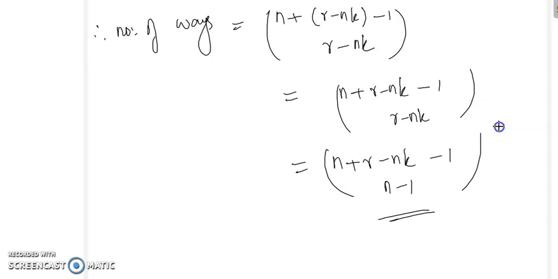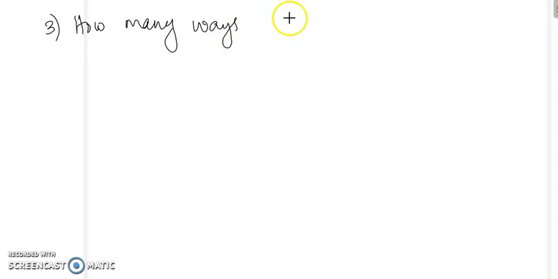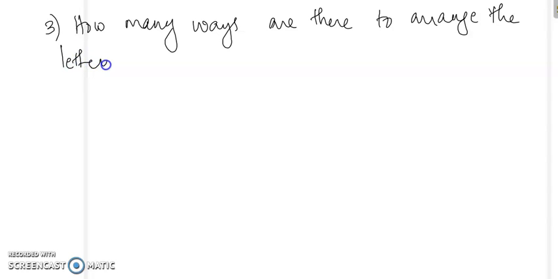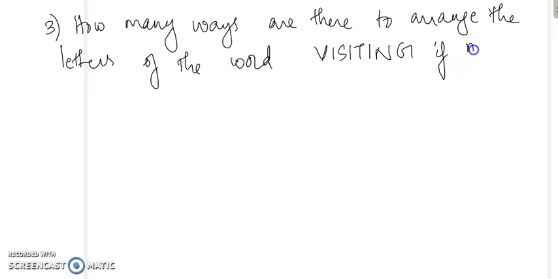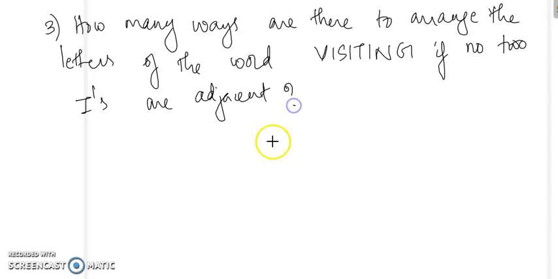And let us see one more problem. So how many ways are there to arrange the letters of the word visiting if no two i's are adjacent? So no two i's must be adjacent.